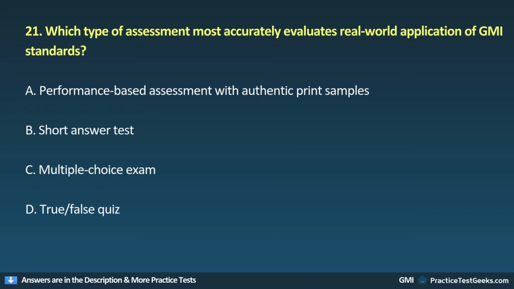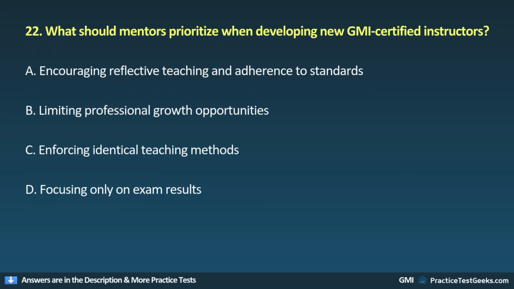21. Which type of assessment most accurately evaluates real-world application of GMI standards? A, performance-based assessment with authentic print samples. B, short answer test. C, multiple choice exam. D, true-false quiz.